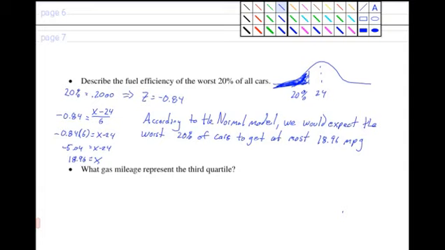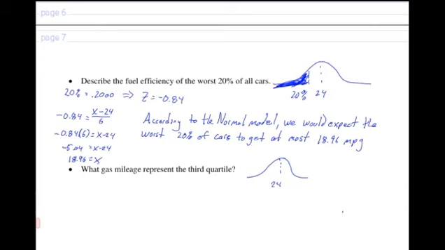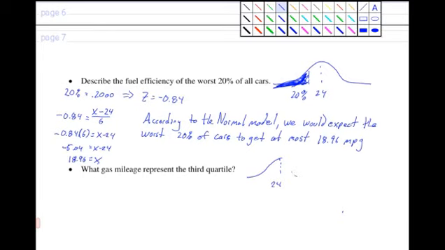What gas mileage represents the third quartile? Well, again, sketch your graph. 24 miles per gallon is there, roughly. We'll try and make it a little more symmetric. Okay, that looks better. One standard deviation is there, which would give us 16%, so it's got to be before here. So 75% is roughly about there. We just want the basic idea.